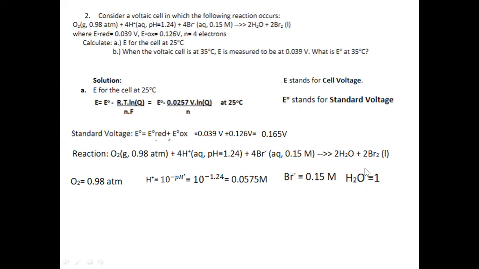Since we are given liquids, H2O would be equal to 1, no concentration. So for diatomic gases and substances and water, we're going to use a concentration equal to 1. The same goes with the bromine liquid as equal to 1. Now we're doing this to determine the reaction quotient.